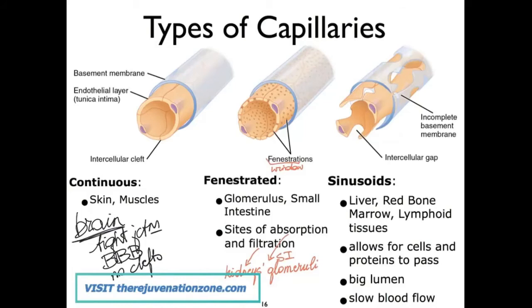And those holes, if you like, in the capillary are filled with liver cells or red bone cells, lymphoid tissue, and cells and proteins can easily pass out from that into the organs in which you find these sinusoidal capillaries.